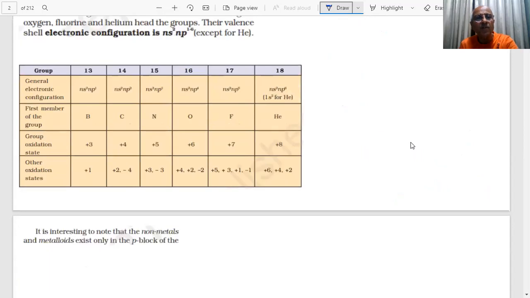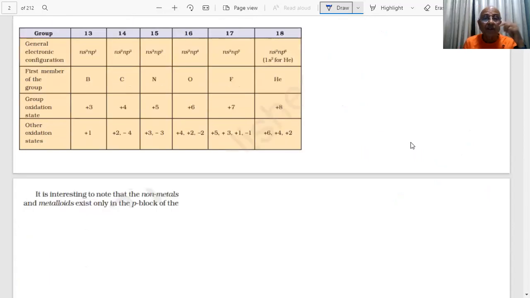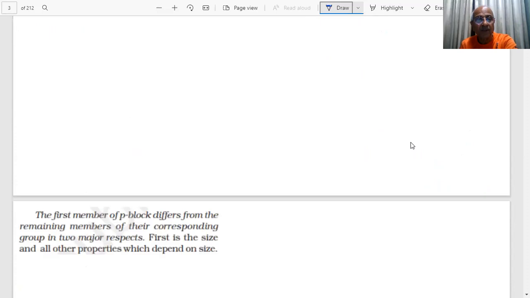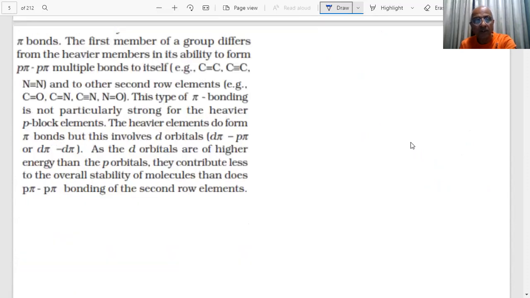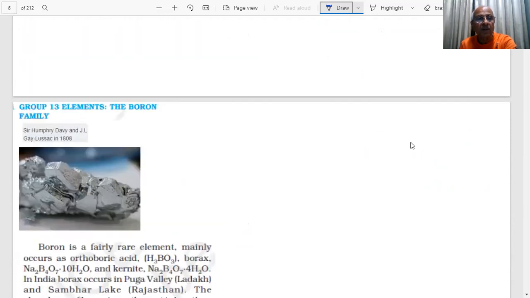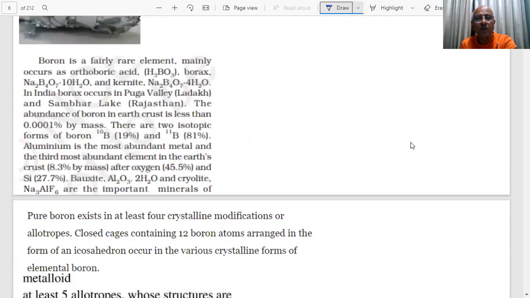The important points to note: we have already discussed some of the properties of these elements, like atomic radii. And what we told you, boron is a very rare element. Students, what is the formula of borax? Is Na2B4O7.10H2O the actual formula of borax?